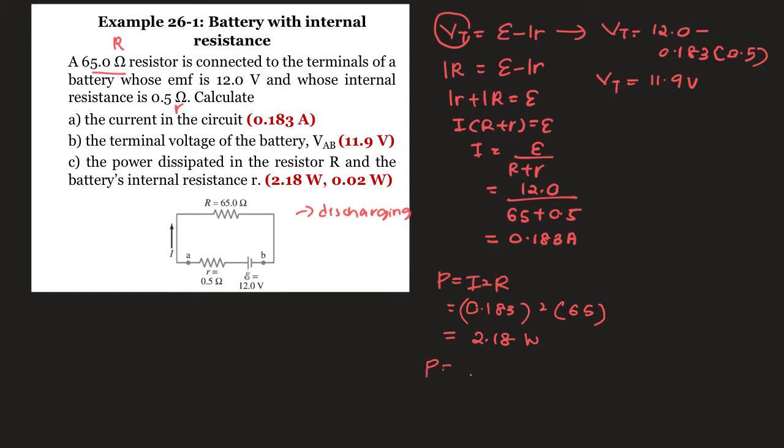Then you use the same formula to find the power dissipated for the internal resistor. 0.183 squared, the internal resistance is 0.5, so you are going to get 0.02 watt, which is basically less than the power dissipated for the external resistor.